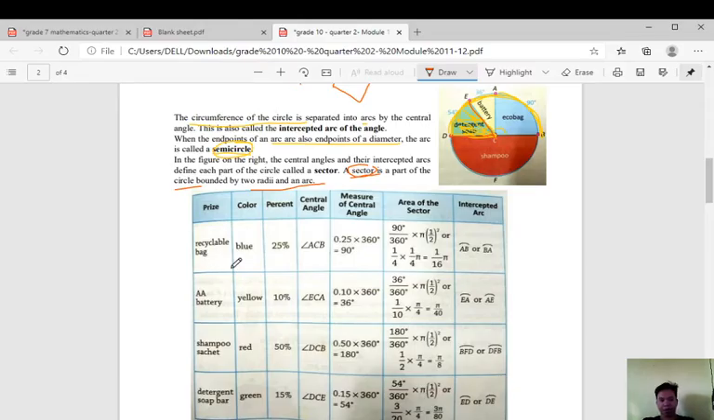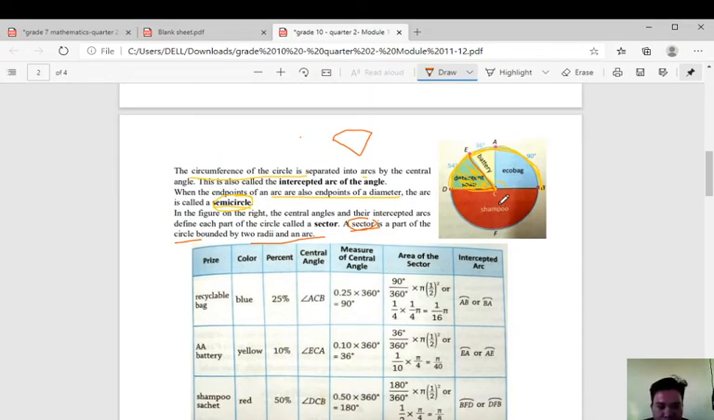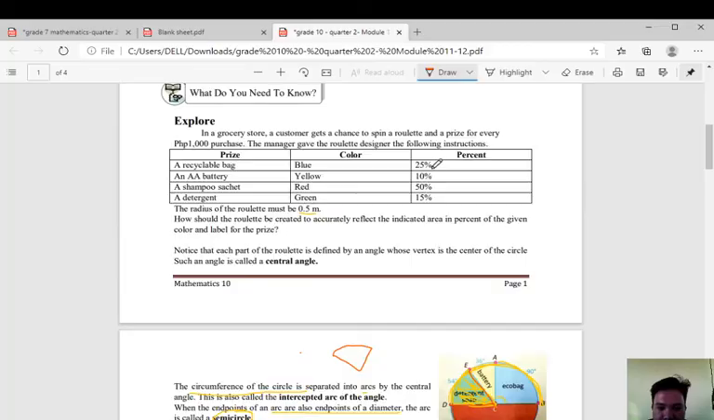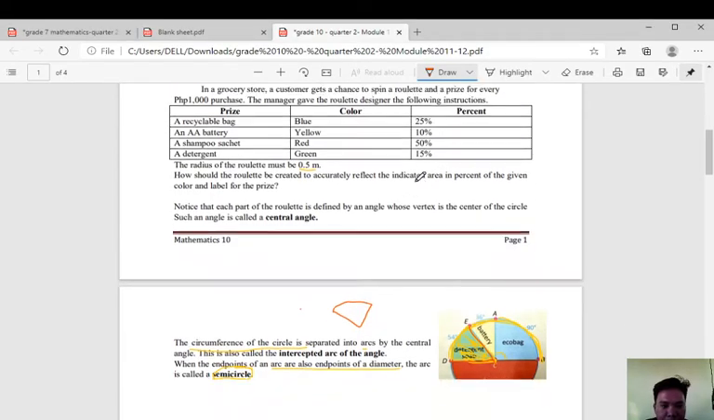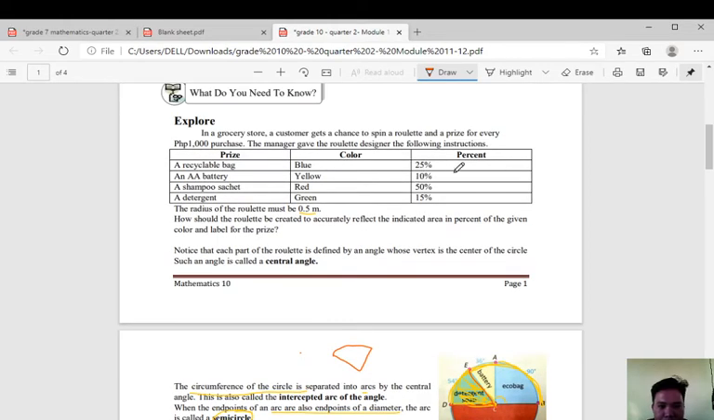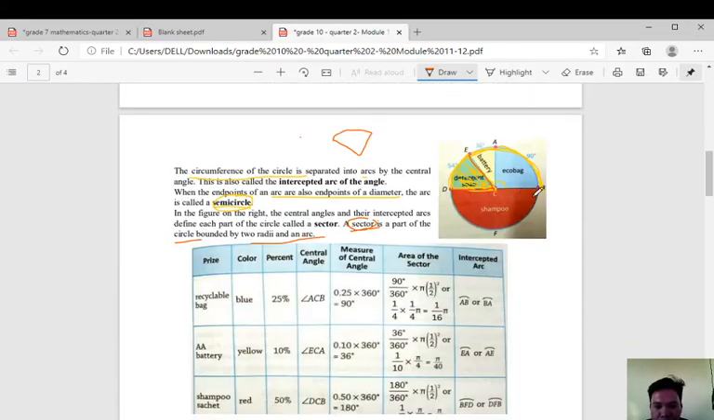Let's go with the table. So in the price, the recycle bag, this one, the blue part, the color blue, it is 25%. Yes, it is 25% of the whole circle. Its central angle is defined by the angle ACB.